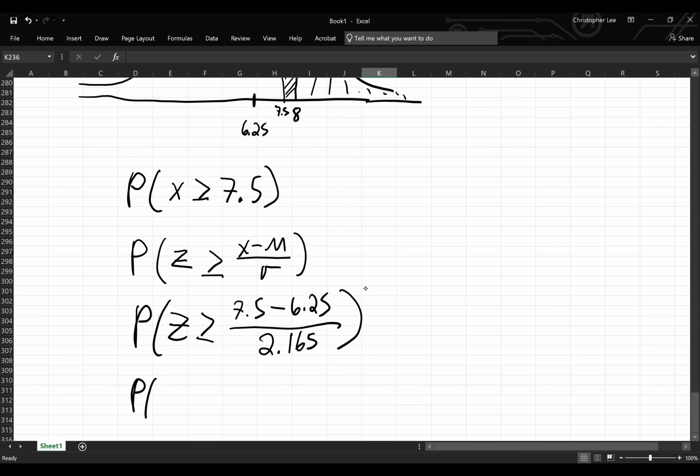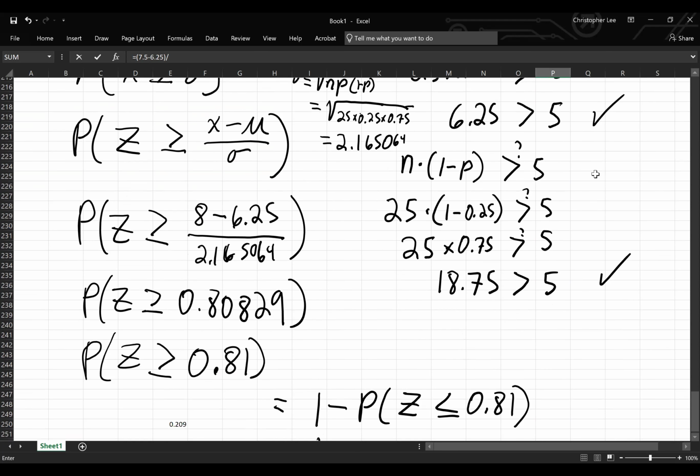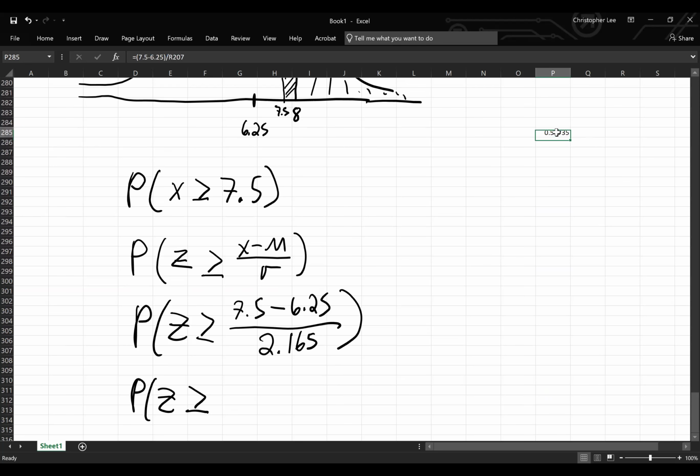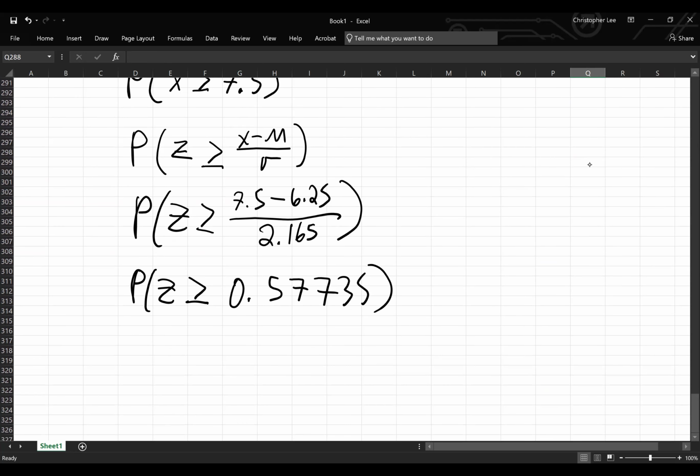All right. Let's do a little math on that. 7.5 minus 6.25 is 1.25, divided by 2.6165. I got 0.5775, close enough, 0.5776. Let's round it up to what?